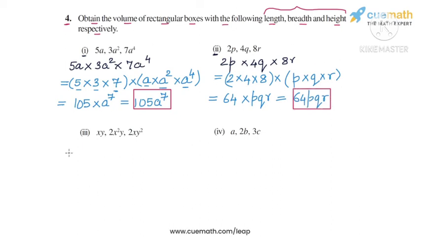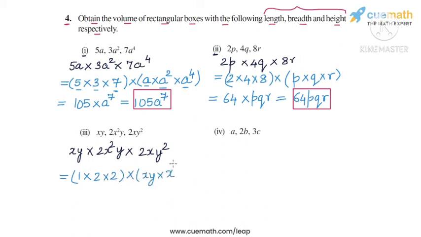Okay, now let's go to part 3. In part 3, the length is xy, the breadth is 2x square y, and the height is 2xy square, and we have to multiply these three monomials. Now we can multiply the coefficients separately. So from the first term we have 1 as the coefficient, then we have 2 and 2 from the second and third terms, and the algebraic factors are xy, and then x square y, and then xy square. So these are the algebraic factors.